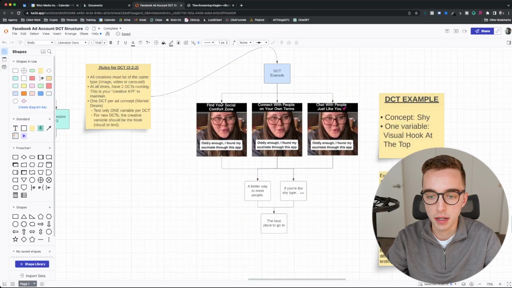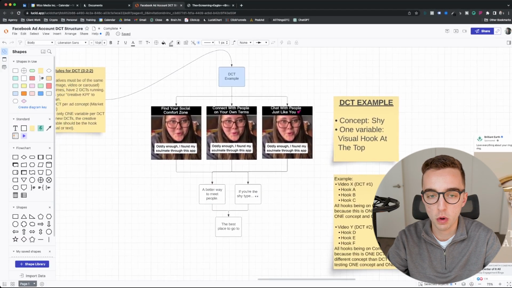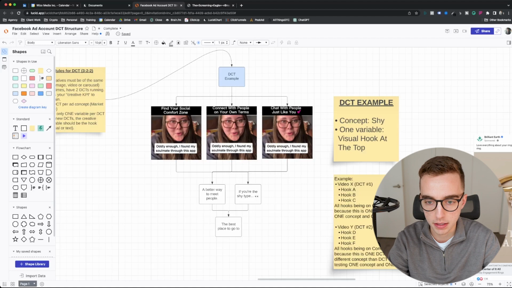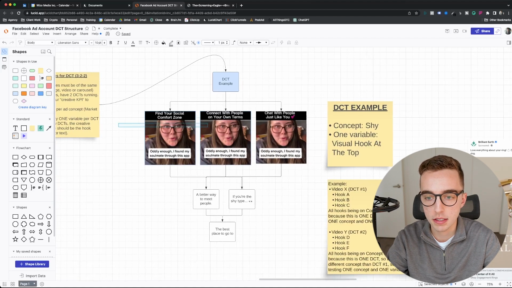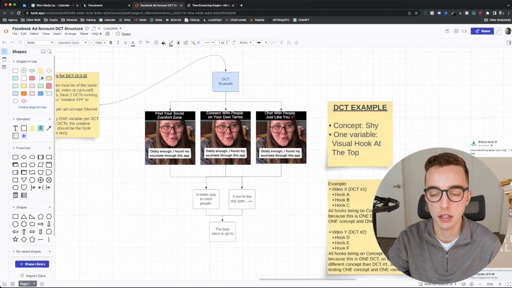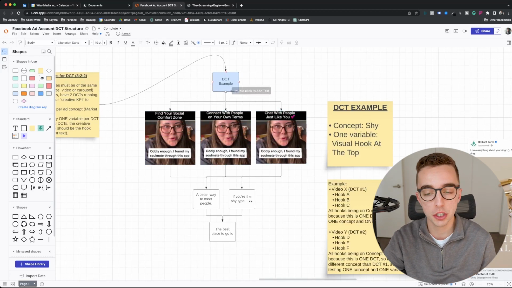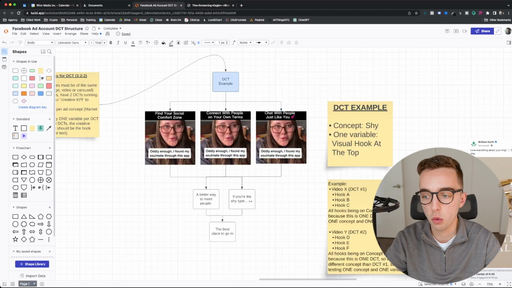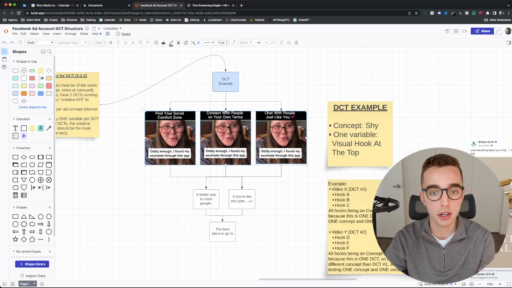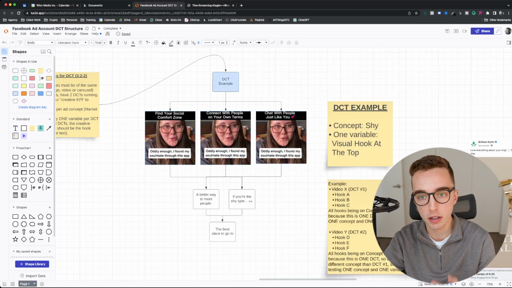So let's get straight into it. As you can see on screen right now, if you've watched my recent video about the DCT structure that we have on Facebook, I talked about these three ad concepts right here. I talked about the way that we structure a DCT and the fact that we have three concepts where usually there's one main variable that we test at the top, which is the hook. I'll just pause on that real quick and I'll get back to it.